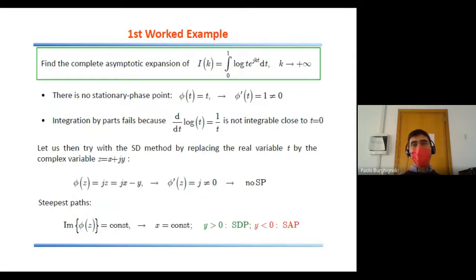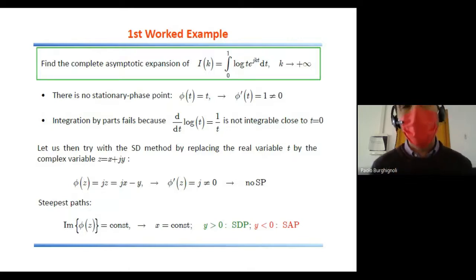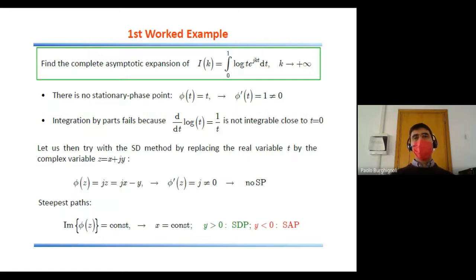And we will give the first worked example before doing our break. That is, we will illustrate how to find the complete asymptotic expansion of the integral I of k given by this finite integration from 0 to 1, the integral being the product of the logarithm of t, the integration variable, and the Fourier exponential e to the j k t. Of course, the asymptotics is in the limit of a large k parameter.